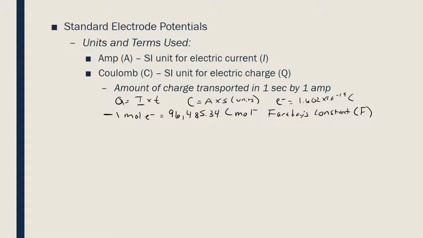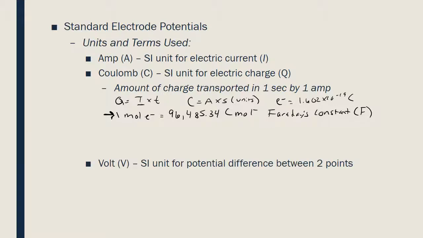And so this is the number we'll use. We'll use Faraday's constant whenever we're looking at how much the electrons are actually supplying in their energy. A volt, also known as V, is the SI unit for the potential difference between 2 points, between the 2 half cells, so between an anode and a cathode. All right, so we know volts equals joules, so energy, per coulomb. So it is literally the amount of energy per coulomb.